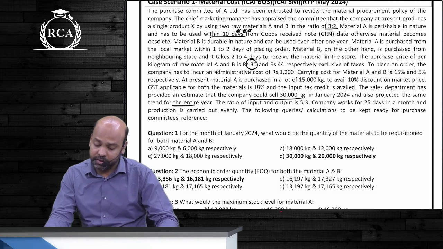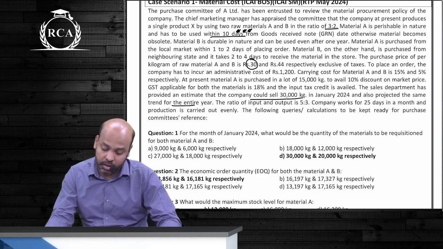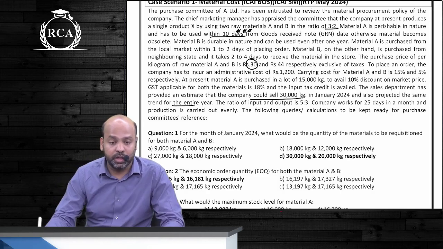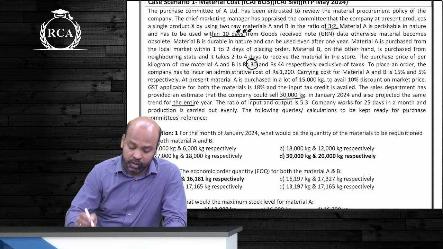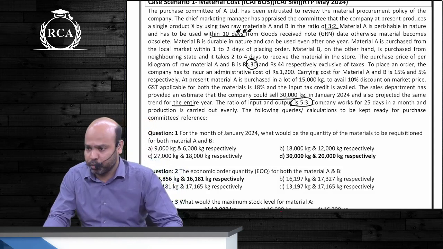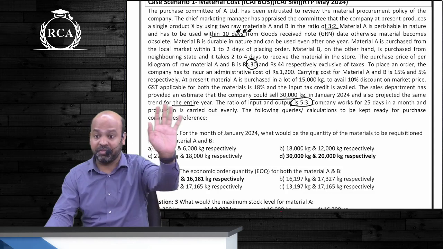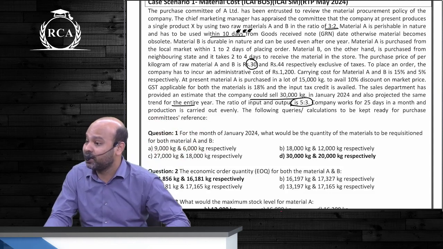So back to this, guys. So company works for 25 days in a month and production is carried out evenly. A first cheese that you will do better is use output of 30,000 kgs, use input output ratio of 5:3 and arrive at total input. Input output ratio is 5:3, guys. That means for every 5 kgs of input, your output is going to be 3 kgs.